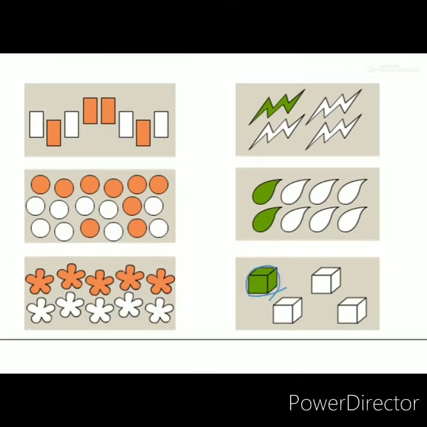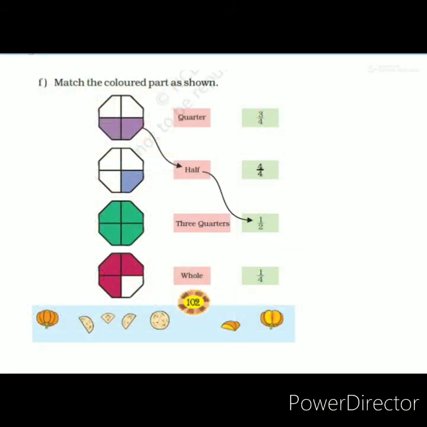So in this way we have found halves of some numbers and quarters of some numbers. Now the last question on this page is question F. Match the colored part as shown. Here 4 pictures with different fractions are given, and the fractions are given in spelling as well as in fraction form. We have to find out which fractions are there and match the 3 boxes together.